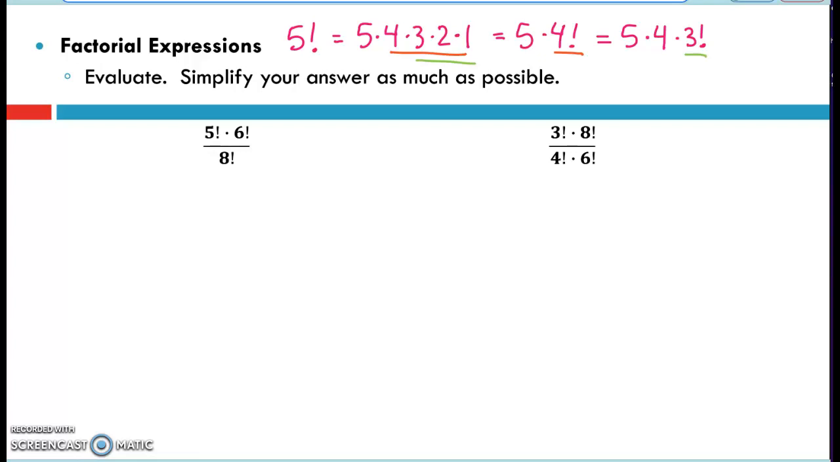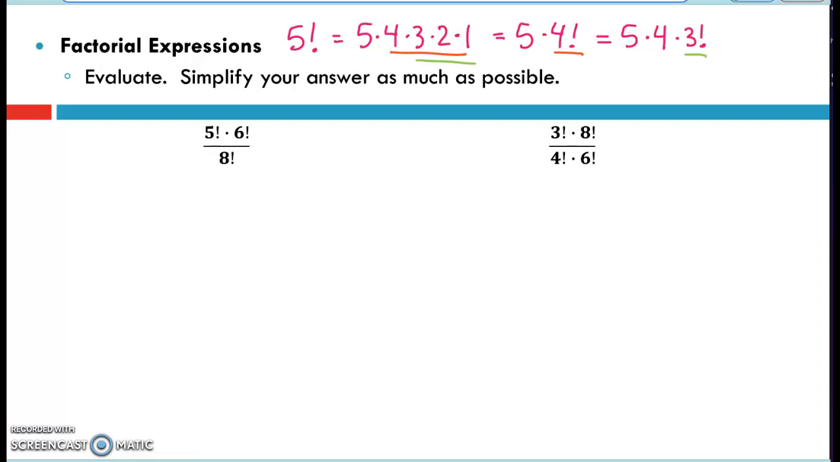Okay. So literally to find 5 factorial, we take 5 times 4 and get 20. We multiply that by 3 to get 60. We multiply that by 2 to get 120. And we multiply that by 1. We still get 120. But let's now go ahead and take a look at these expressions.